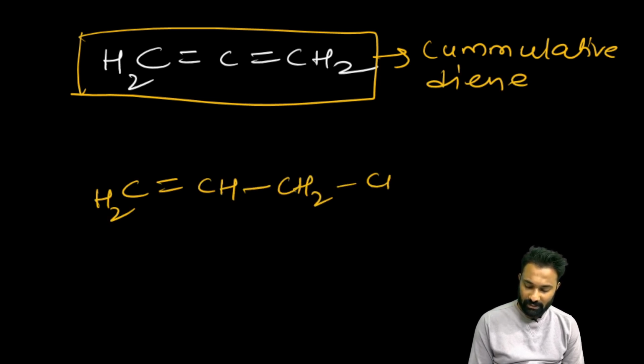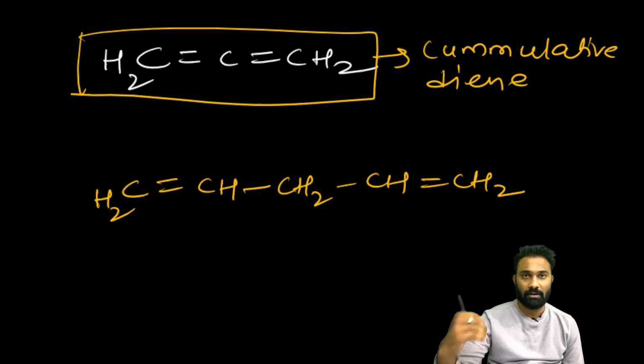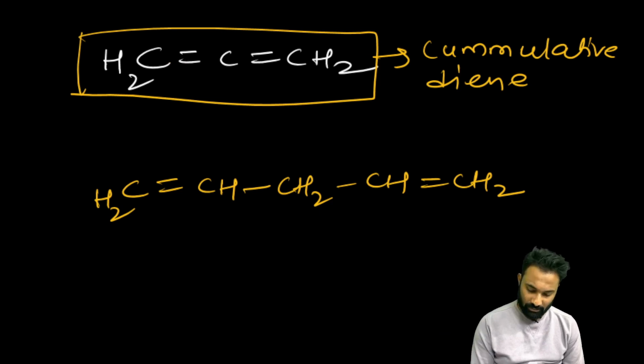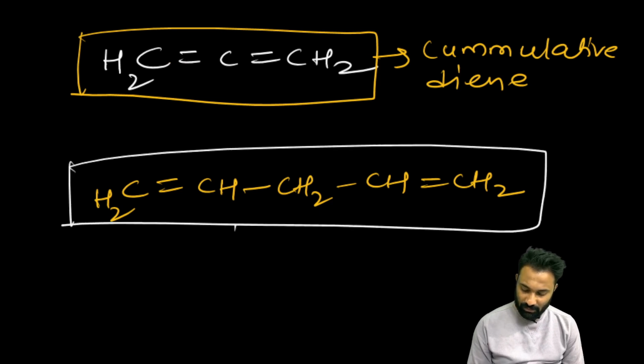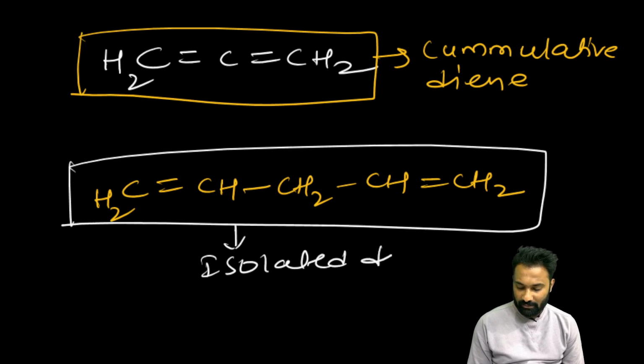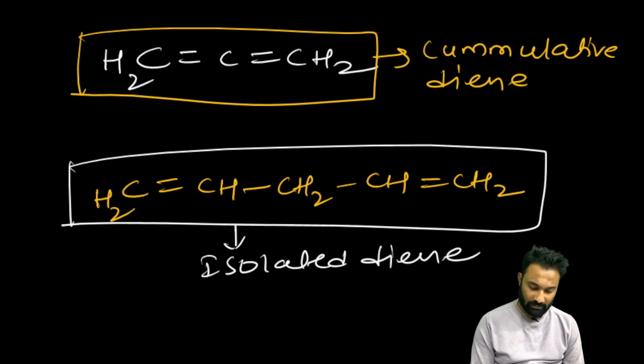Now isolated diene means double bond, single bond, single bond and the double bond. Cumulative diene means continuous, and the conjugative diene means one double bond, one single bond, one double bond and one single bond. Clear? Now this one we call an isolated diene. Clear? Isolated diene. Done.